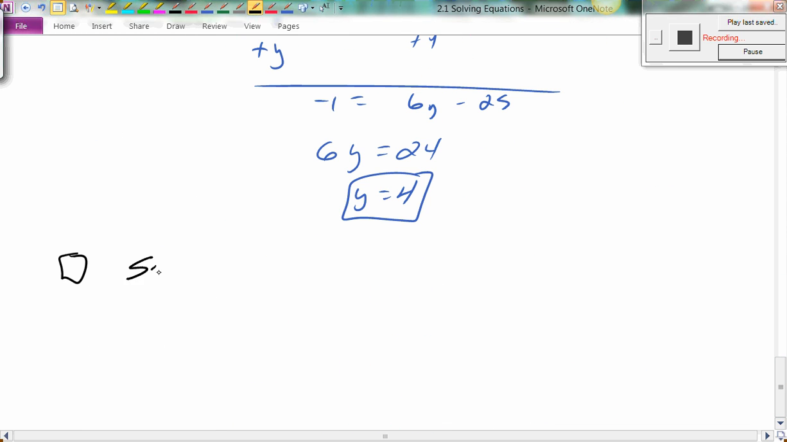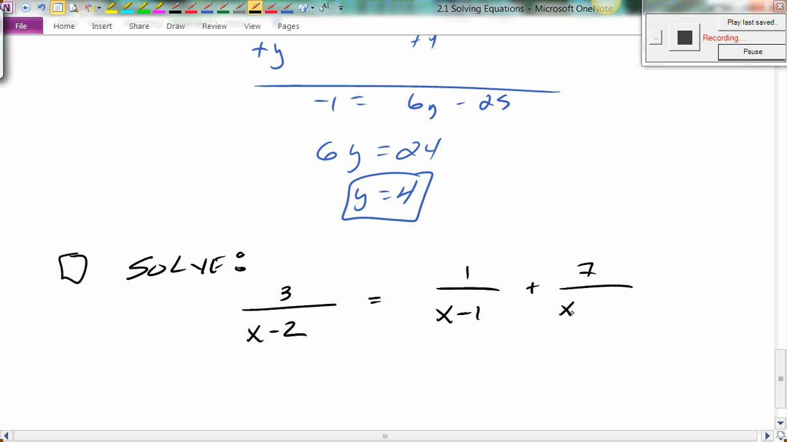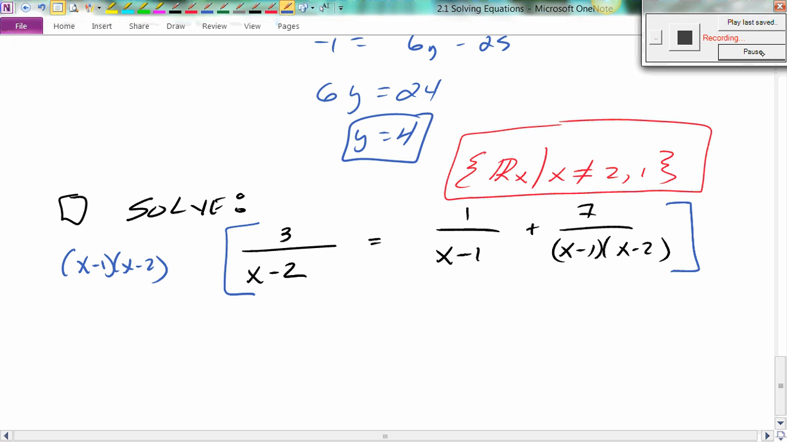And the last one, let's do 3 over (x minus 2) is equal to 1 over (x minus 1) plus 7 over (x minus 1) times (x minus 2). Here we go. When we multiply through, the (x minus 2)s cancel out, so I get 3 times (x minus 1) is equal to 1 times (x minus 2) plus 7.